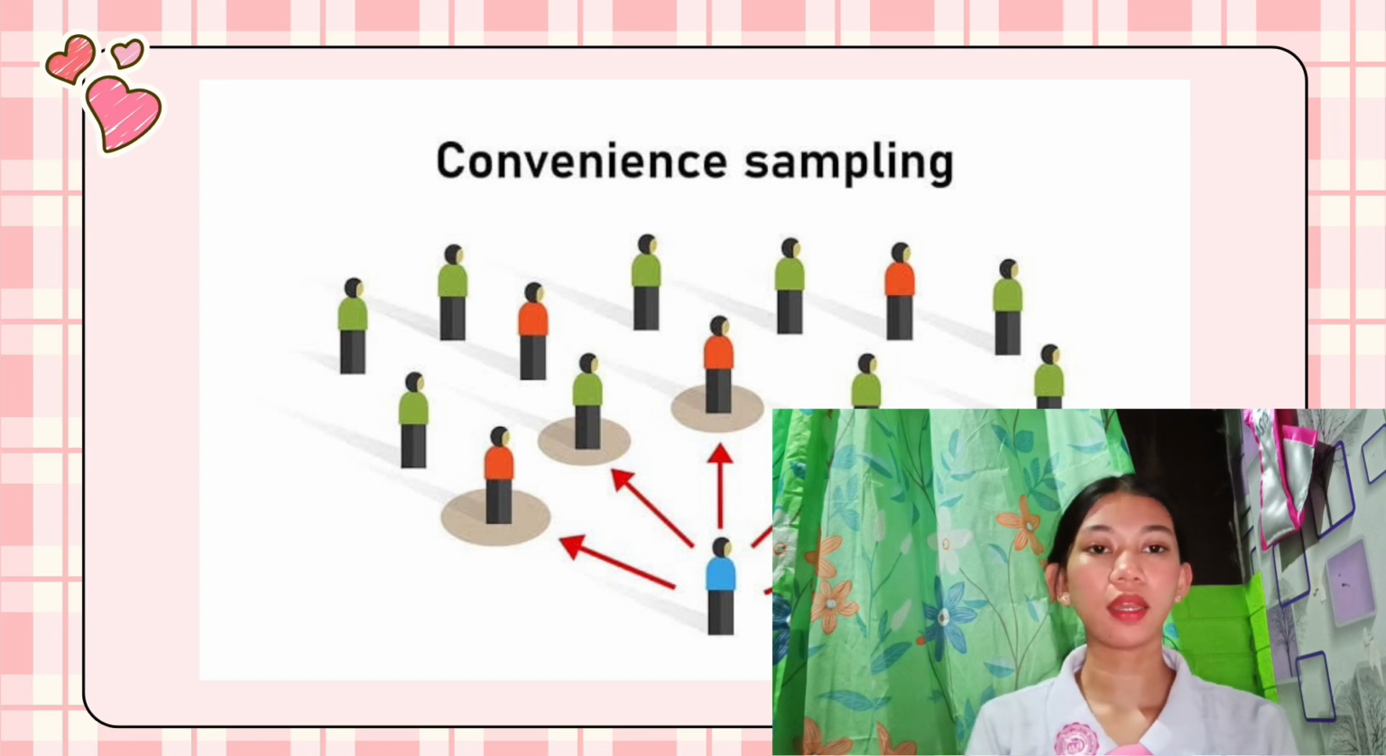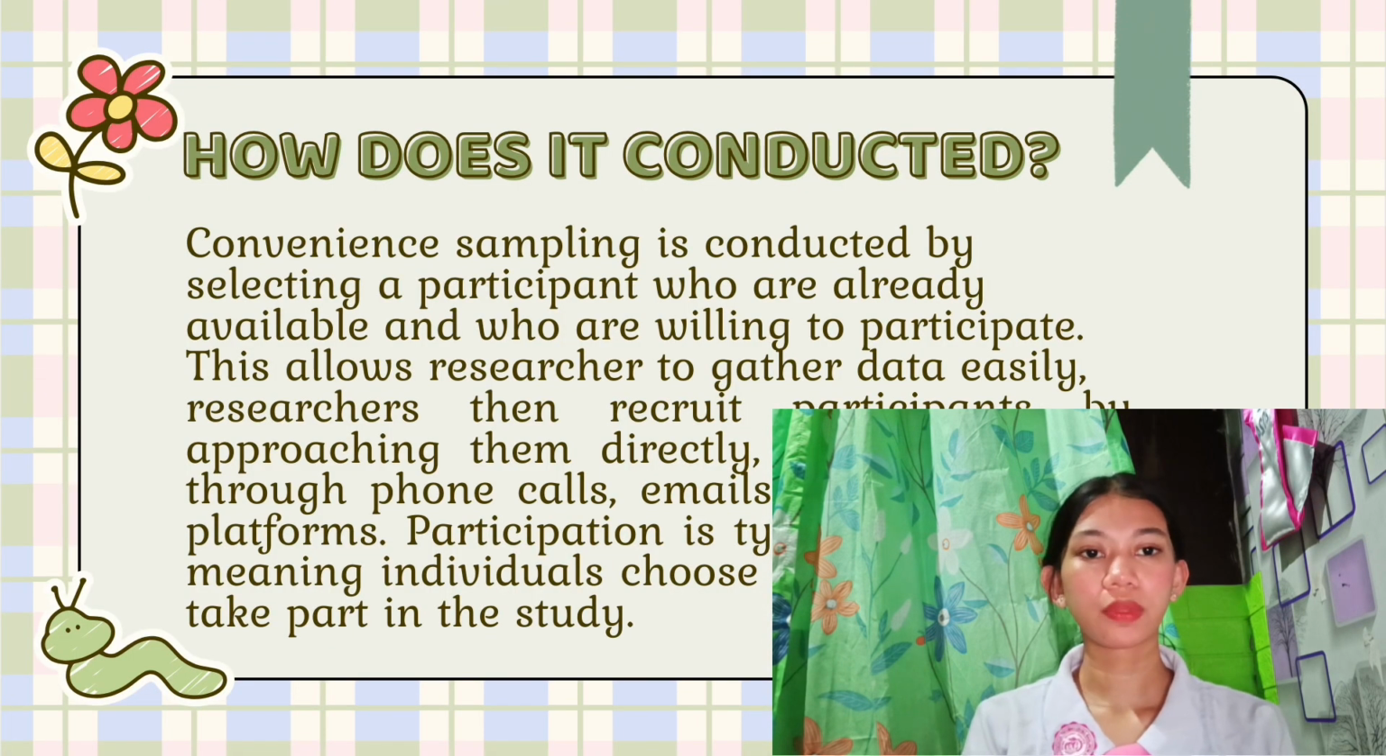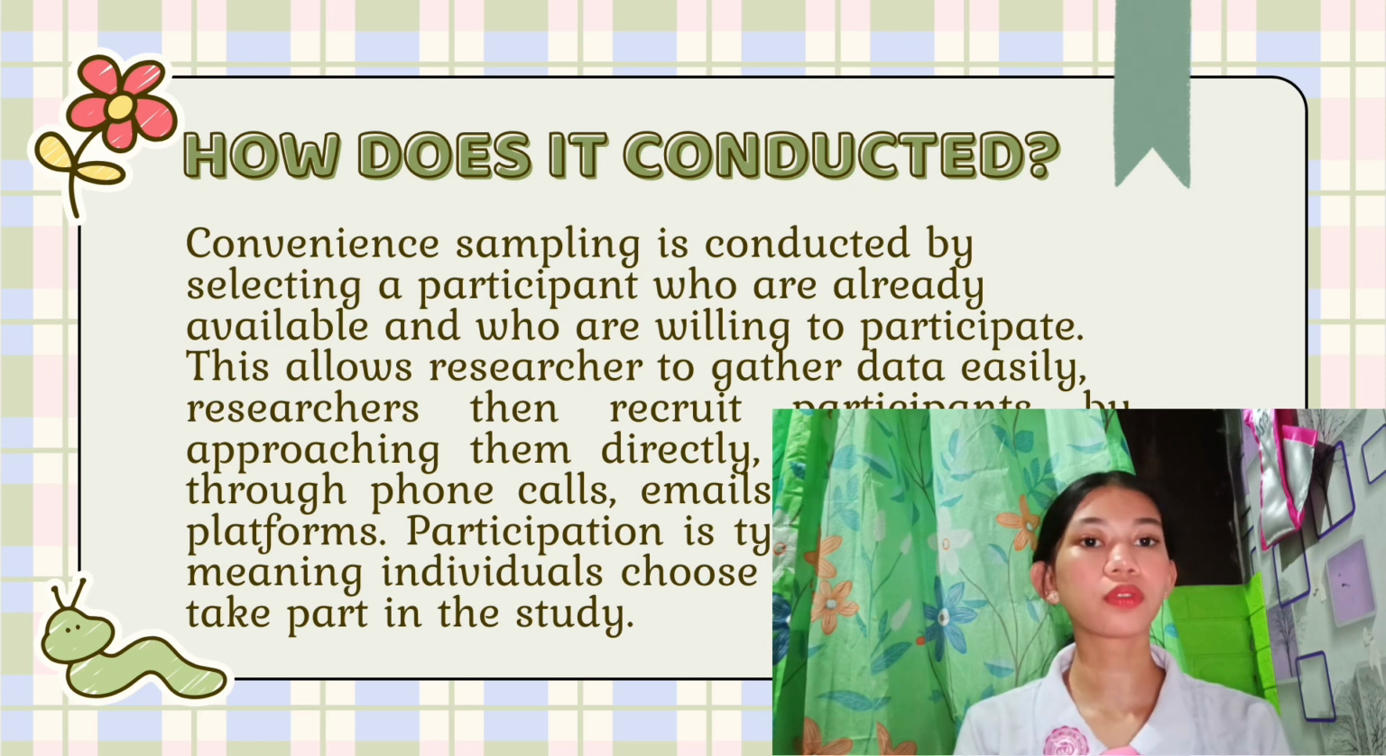On the next slide, how is it conducted? Convenience sampling is conducted by selecting participants who are already available and who are willing to participate. This allows researchers to gather data easily. Researchers then recruit participants by approaching them directly, often in person, through phone calls, emails, or social media platforms. Participation is typically voluntary, meaning individuals choose whether or not to take part in the study.